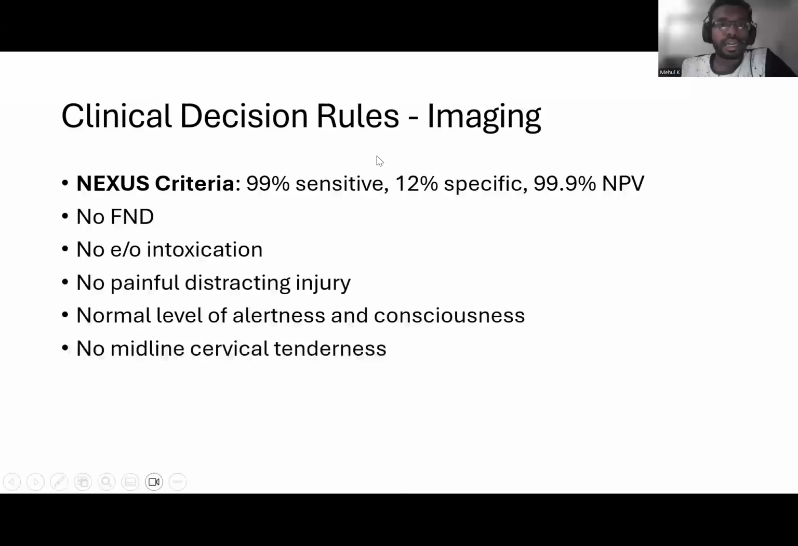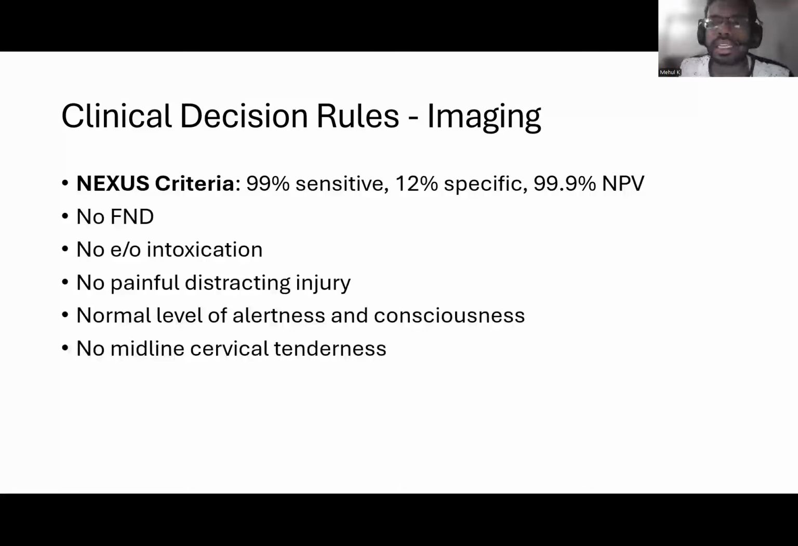So coming to decision-making rules, very, very, very important. You have something called the NEXUS criteria. NEXUS criteria is basically things that we look for to rule out the need for cervical spine imaging. Is it specific? No, only 12% specific. Is it sensitive? Yes, 99% sensitive. Very high negative predictive value.